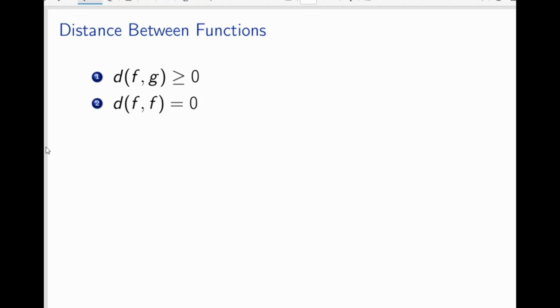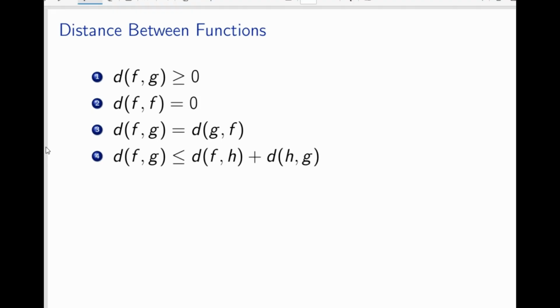Identity. The distance between a function and itself is 0. The d of f and f is equal to 0. Symmetry. The distance is unchanged when the order of the functions is reversed. So d of f and g is equal to d of g and f. Triangle inequality. For three functions f, g, and h, d of f and g is less than or equal to d of f and h plus d of h and g.